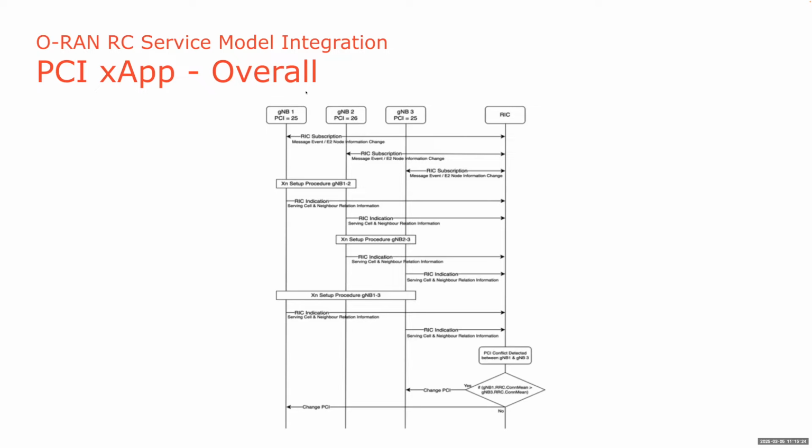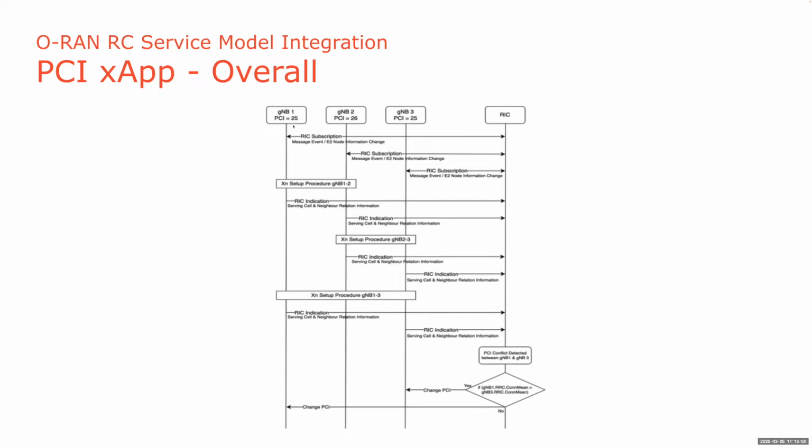So let's assume that there are 3 gNode Bs, and as you can see, gNode B1 and gNode B3 have the same PCI, like 25, and gNode B2 has 26, which is unique. Here, by using this information, we can see gNode B1 and gNode B3. If they are neighbors, then PCI conflict will happen, right?